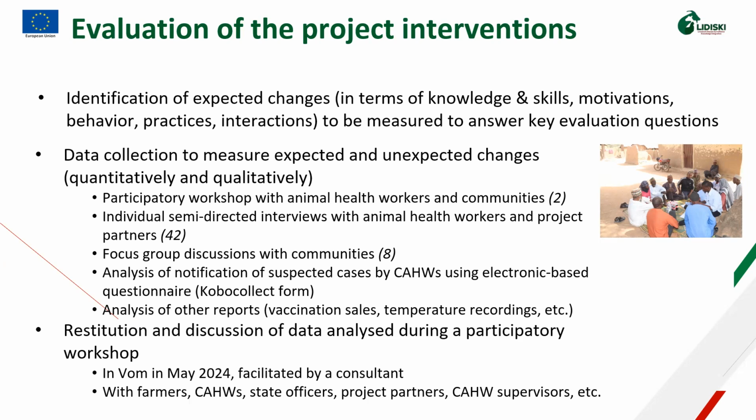And we're going to analyze, obviously, the database that has been produced through the COBO tool. And we're also going to look at other types of reports, such as temperature recordings, vaccination cells, etc. And so all this data is going to be analyzed until May of this year. And then we aim to have a restitution workshop with lots of different stakeholders to see this is what we found out. This is the result of the evaluation. Are you happy with it? Do you think we missed some important points of the data that we need to capture? So this is going to be done with farmers, cows, state officers, or a wide variety of stakeholders.